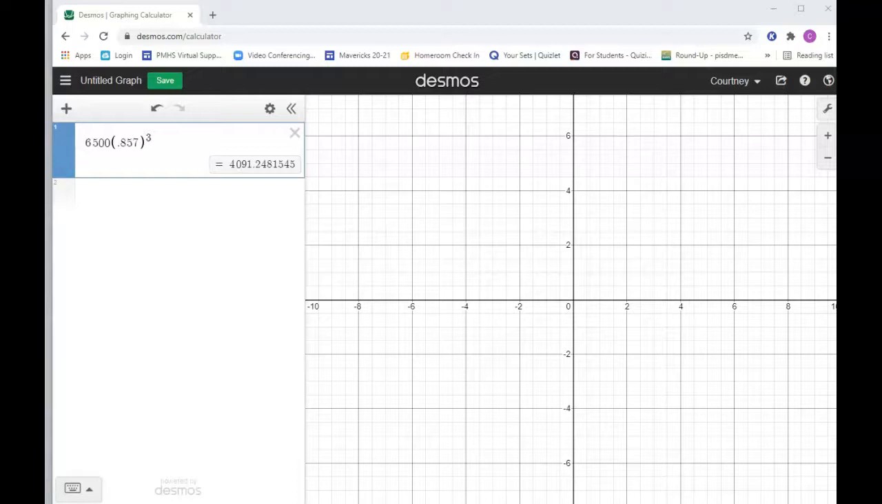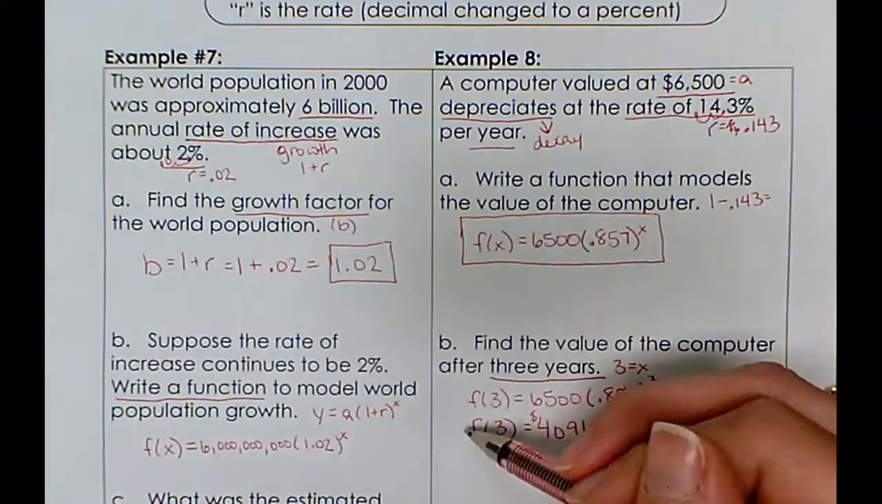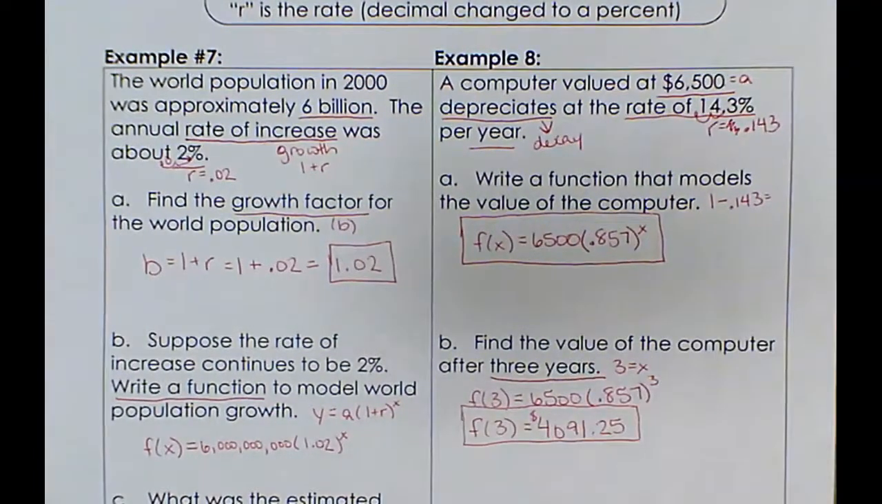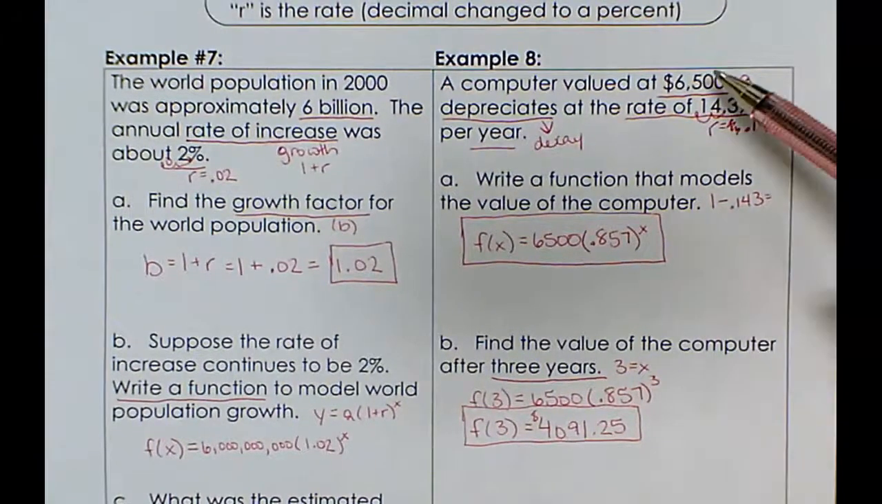I get a decimal. And remember, we're talking about the value in money after 3 years. So it would make sense for money to be rounded to the nearest cent. So 2 decimal places. So this would be $4,091.25. So this would be my final amount for the computer. And it's a reasonable amount because the value of the computer is depreciating or decaying. And this answer is much lower than the initial value.